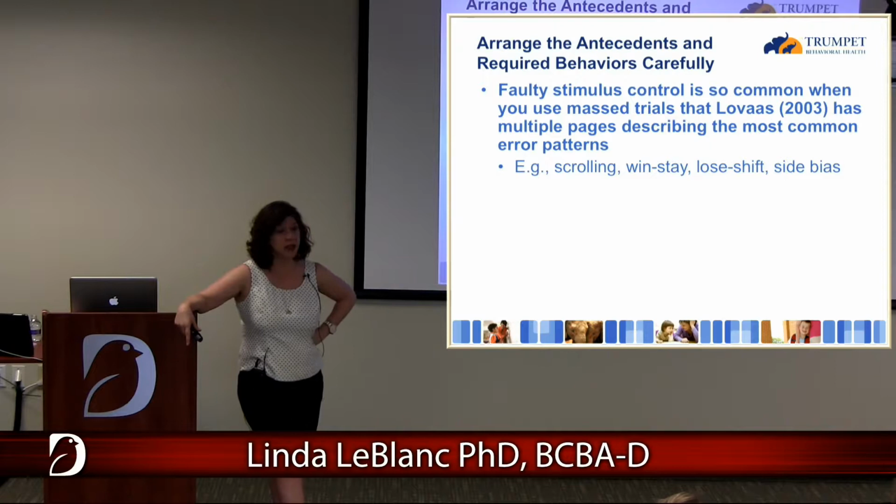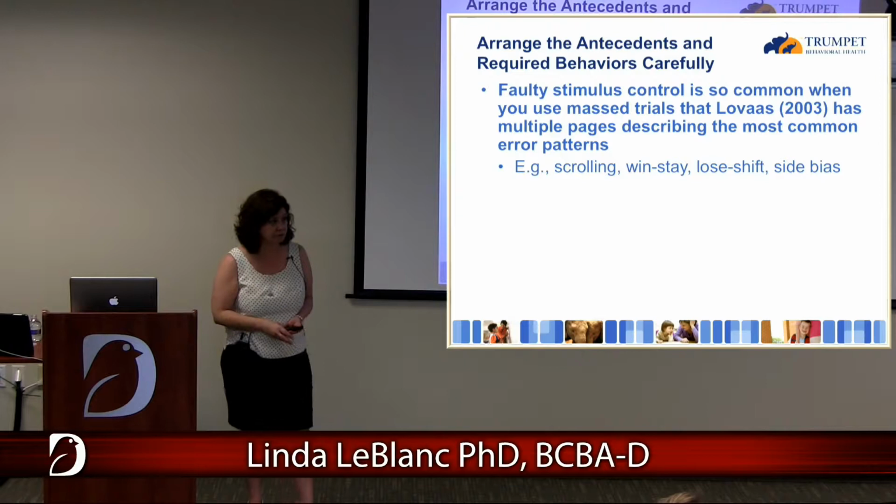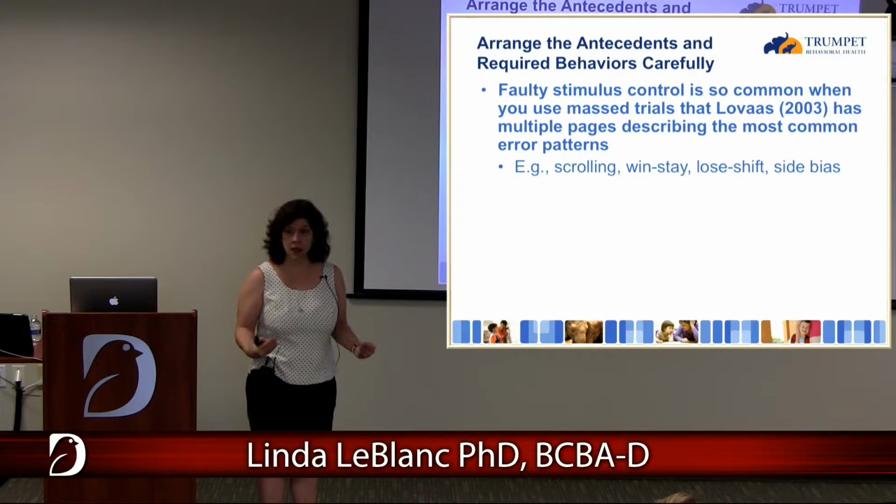In 2003, there was an updated version of Lovaas's book. The discrimination training program remained the same, but there was now 4 pages of troubleshooting for all of the faulty patterns of stimulus control that you are likely to have to fix. So the program's about a page, page and a half. The fix it is more than twice as long. So, you know, even when you do it just exactly according to the protocol, you can establish faulty stimulus control.